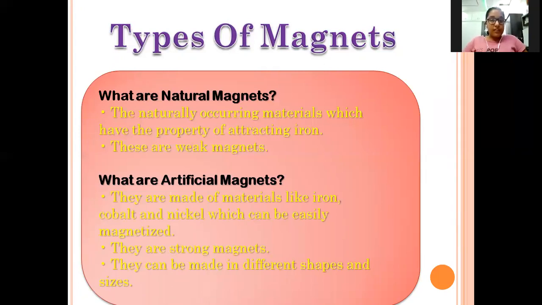Now we will see the types of magnets. There are basically two types of magnets, natural magnets and artificial magnets. Now the question is, what are natural magnets and what are artificial magnets? The naturally occurring materials which have the property of attracting iron are natural magnets. Natural magnets are weaker as compared to artificial magnets. Artificial magnets are made of materials like iron, cobalt, and nickel, which can be easily magnetized, and they are strong as compared to natural magnets.